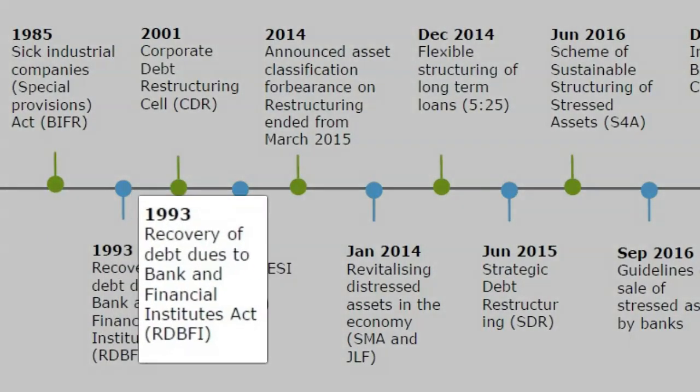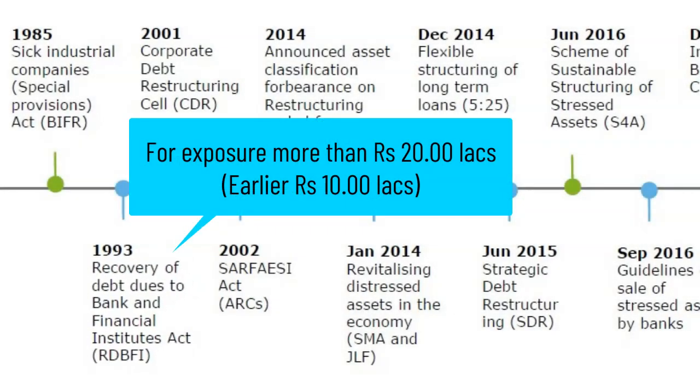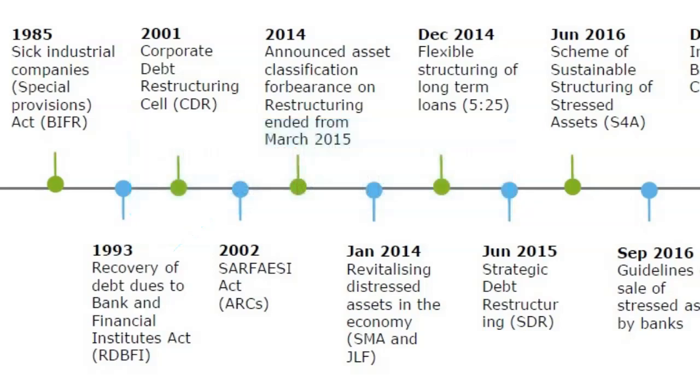In 1993, the Recovery of Debts Due to Banks and Financial Institutions Act was introduced mainly to deal with the rising NPA. This act was applicable only when the amount of debt due to any bank or financial institution, or to a consortium of banks or financial institutions, was more than 20 lakhs. The central government had powers to alter the amount.